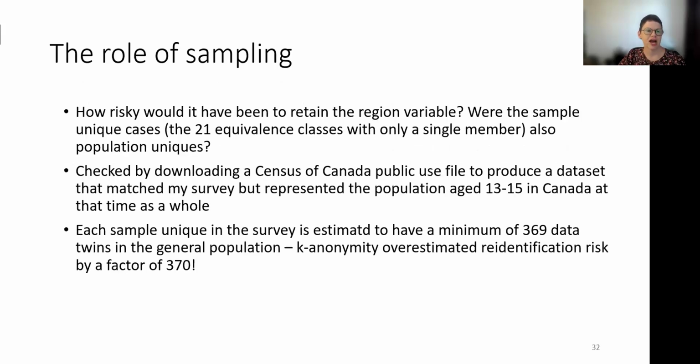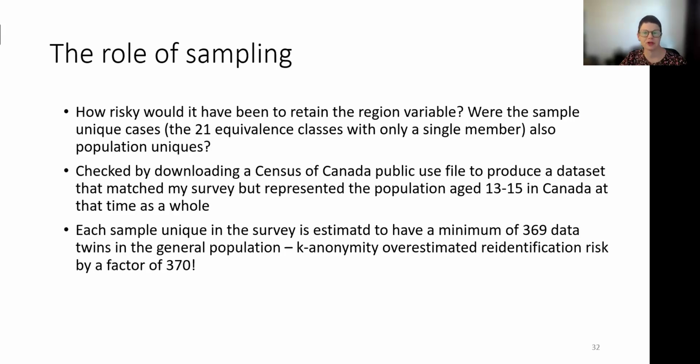However, how risky would it have been to publish this data? In the end, we decided we had to suppress the region variable. We thought that the other variables were probably more important for analysis, and also some of the regions in Canada just don't have enough people in them. So we ended up suppressing, deleting the region variable, and that was enough to get the data set to K-anonymity with the other 4 variables.